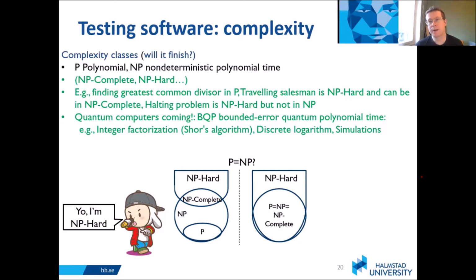Then we have many other classes, like NP complete and NP hard, which people often talk about. As examples of algorithms in these classes, finding the greatest common divisor is in P, traveling salesman is NP hard, and it can be in NP complete. The halting problem is NP hard, but not in NP.